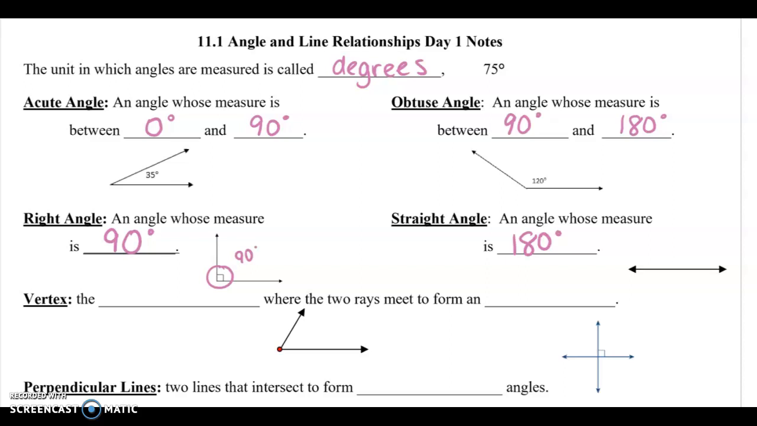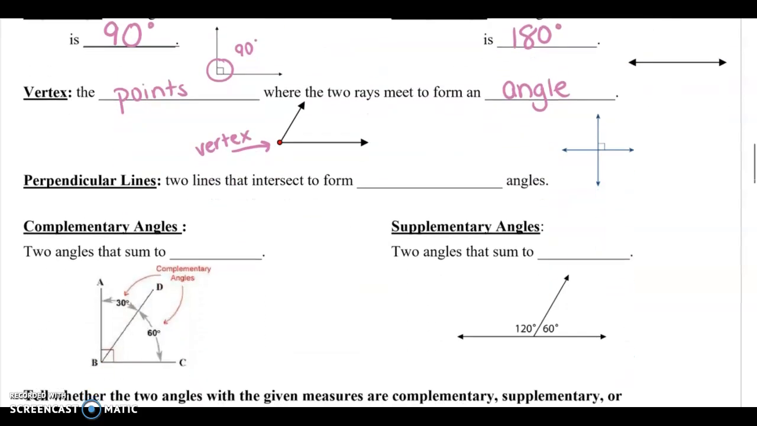We talked about the vertex. This right here is an example of the vertex, and it is the point where the 2 rays meet in an angle to form an angle. Okay, perpendicular lines, this is when you have 2 lines here that intersect to form 90-degree angles.